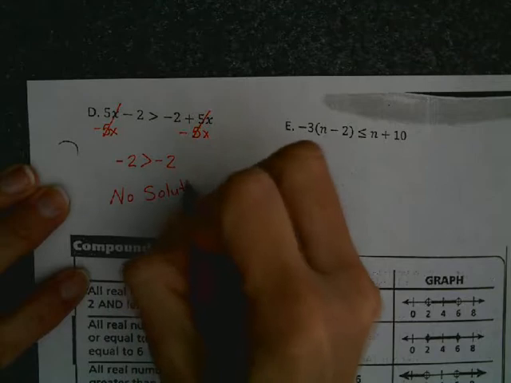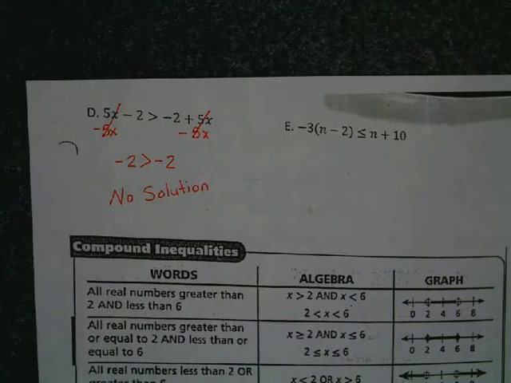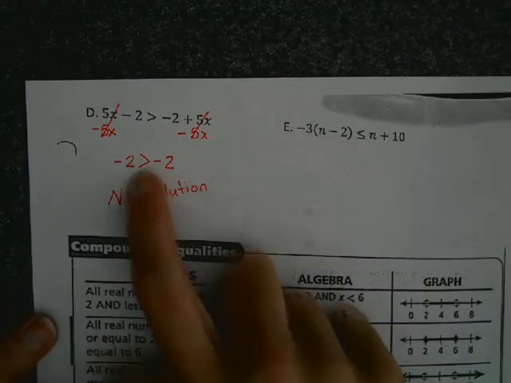If it had said negative 2 is greater than or equal to, with the little line on it, then yes, that would be called infinite solutions. But the way it is right now, they're not equal to each other, and they're not greater than each other, so it's no solution.